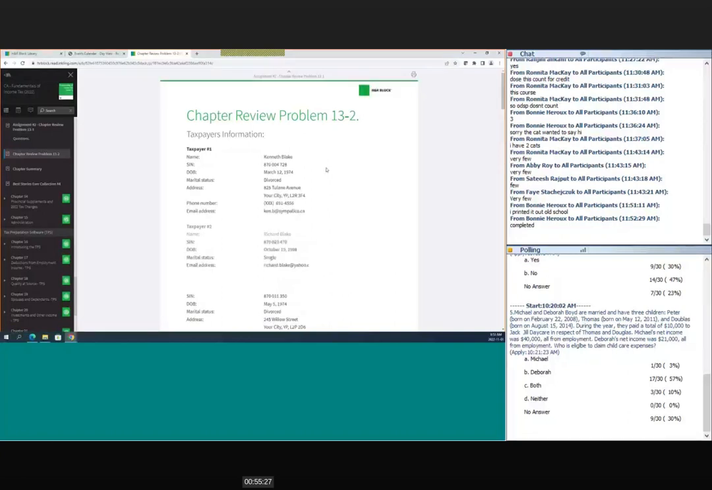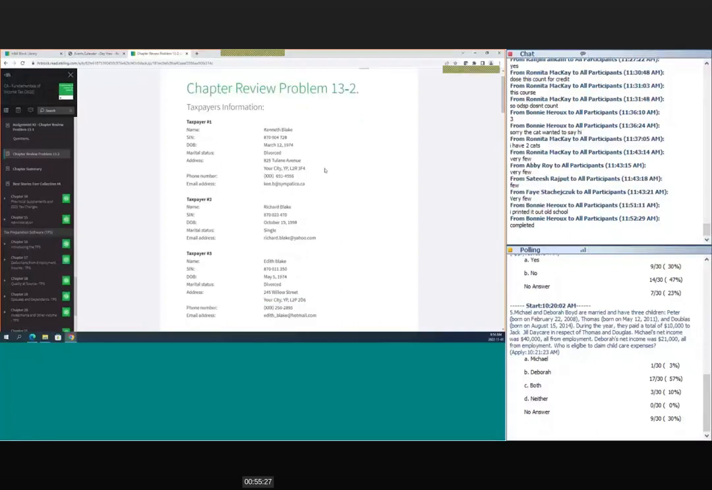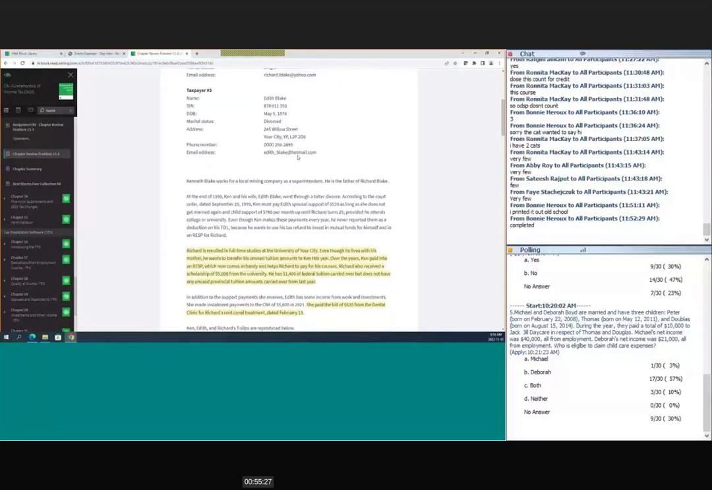All right, so now we have chapter review problem 13.2. This will certainly help you reinforce your learning and reinforce what needs to be done for assignment number 2. So we have a family. Kenneth is the father, he's divorced. We have Richard, the son, and then we have the mother, divorced and hasn't been remarried. And we have all their information here. Again, there's a lot of information in here.